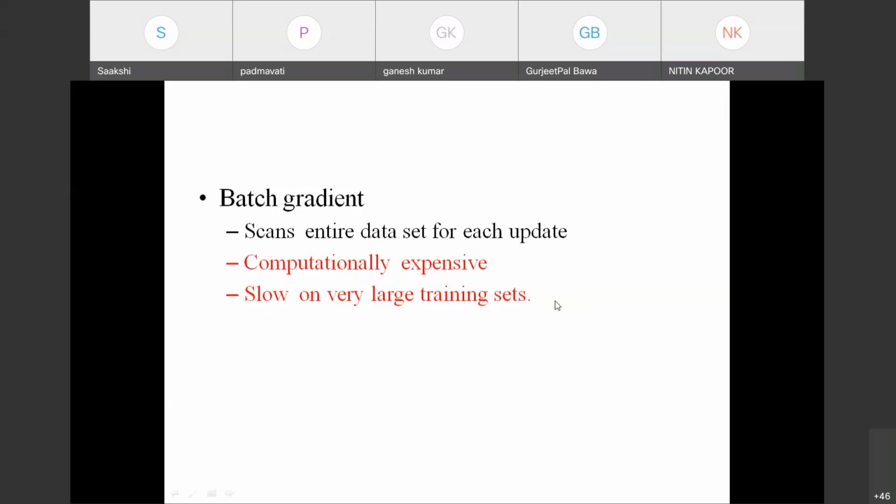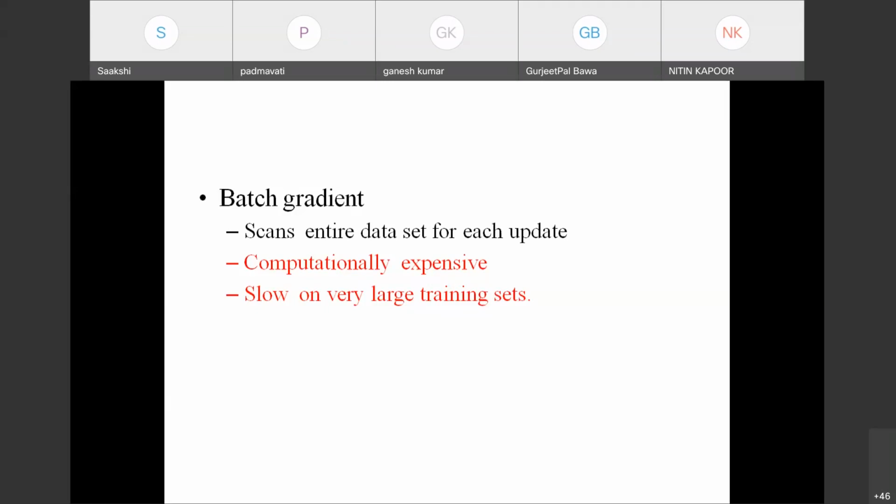If we have a large training set, a single update is going to take much time. And if I consider many, many iterations, it is going to take very high time.